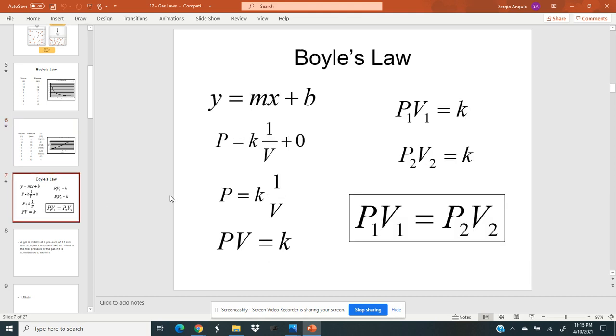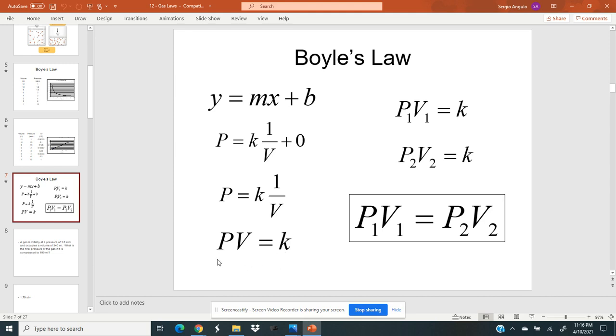Remember that b is the y-intercept, where your equation goes through the y-axis, and it is at 0, 0. So we can get rid of that. It leaves us with P equals k times 1 over V. Now, we don't like equations with denominators if we can get rid of them. So multiply both sides by V, which brings the V onto the left side. Multiplying V on the right cancels out the V's and leaves me with P times V equals k.